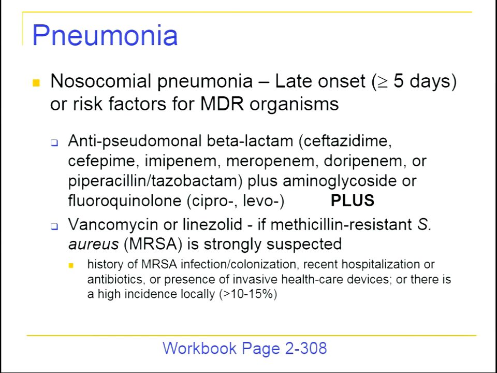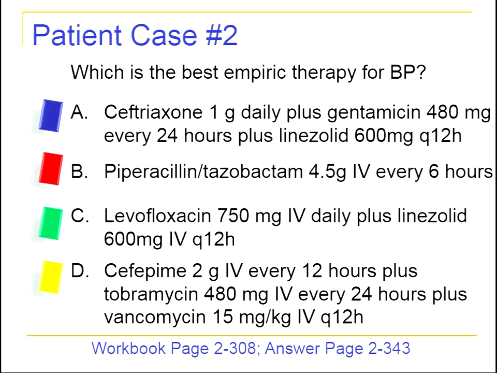All right, so 2 agents there for Pseudomonas, and then because MRSA is a risk, you need to add an MRSA active agent, either vancomycin or linezolid is generally recommended. And I've listed there on the slide, and it's in your handout, who are those patients who are at risk for MRSA. But basically anyone who's at risk for multi-drug-resistant organisms needs to be on an anti-MRSA agent at least until culture results come back and you can narrow.